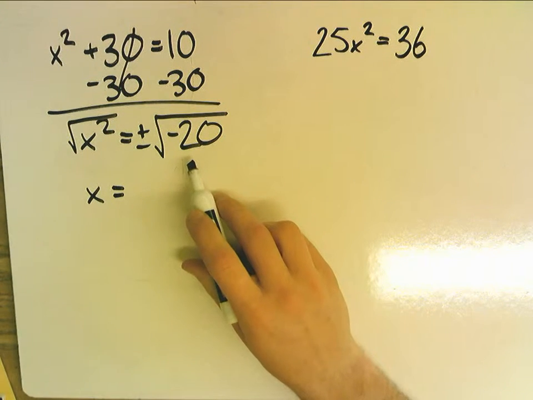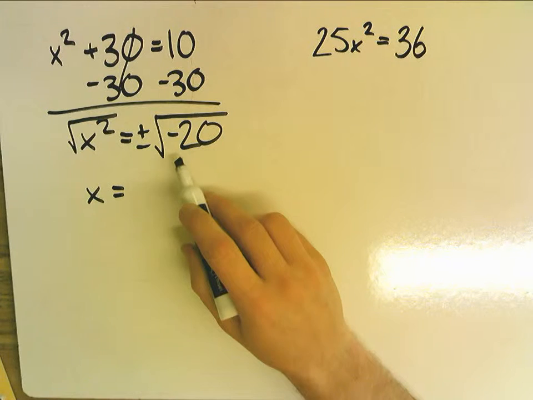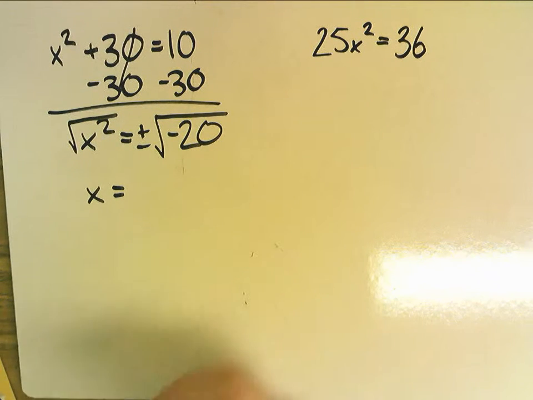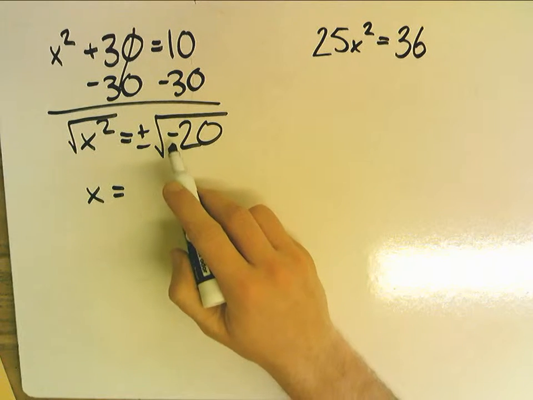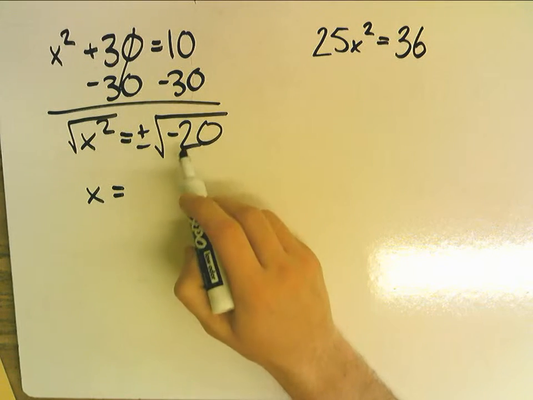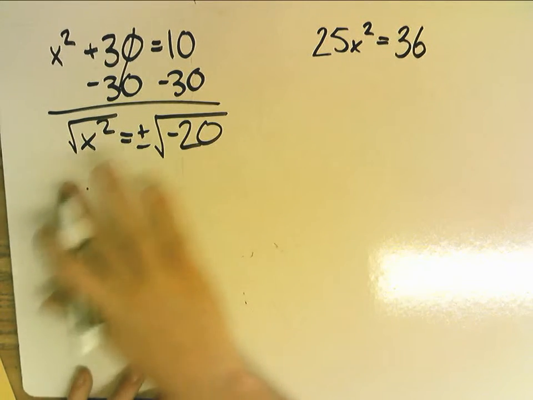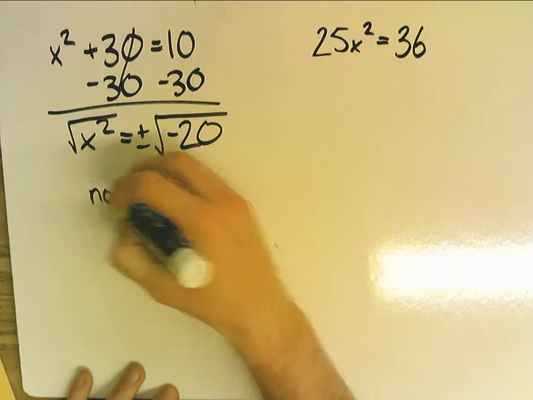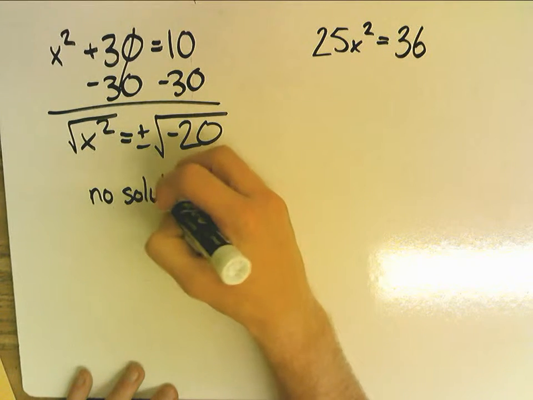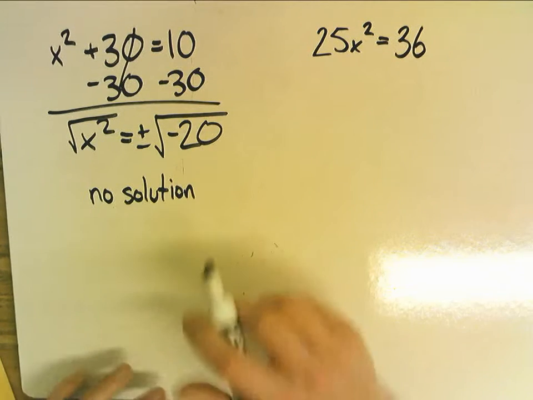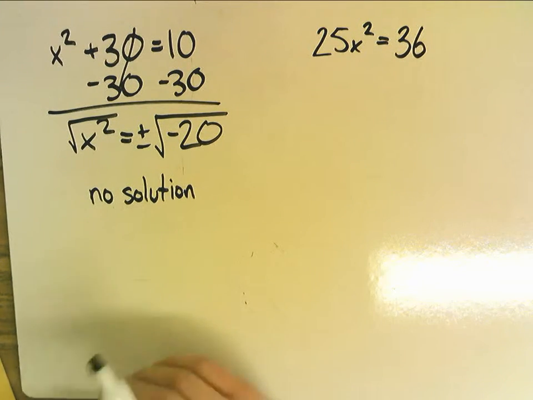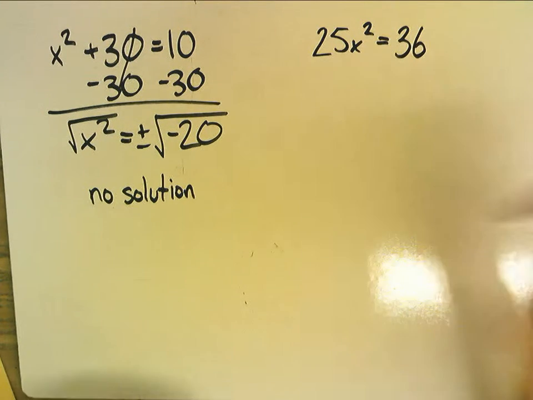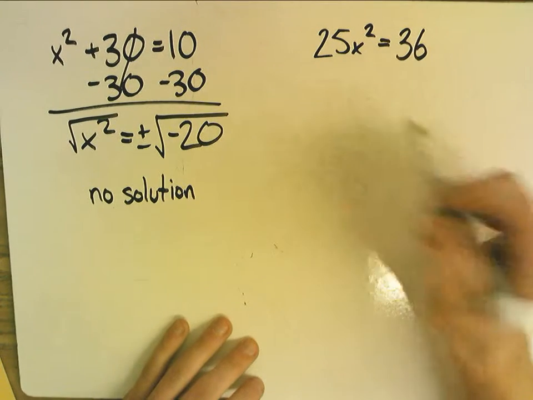Is there any number that can multiply by itself to get us a negative 20? In fact, no number can multiply by itself to get a negative number. So if we're ever taking the square root of a negative number, we're going to stop and write no solution. Anytime you're taking the square root of a negative number, we write no solution. No real numbers can multiply by themselves to get a negative. Let's take a look at our final problem.